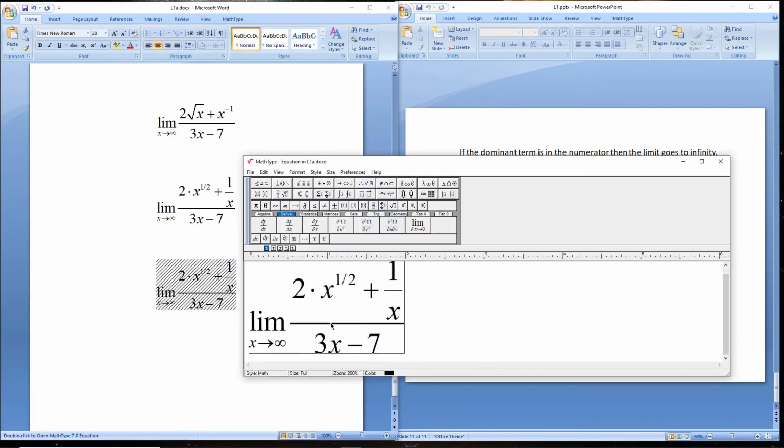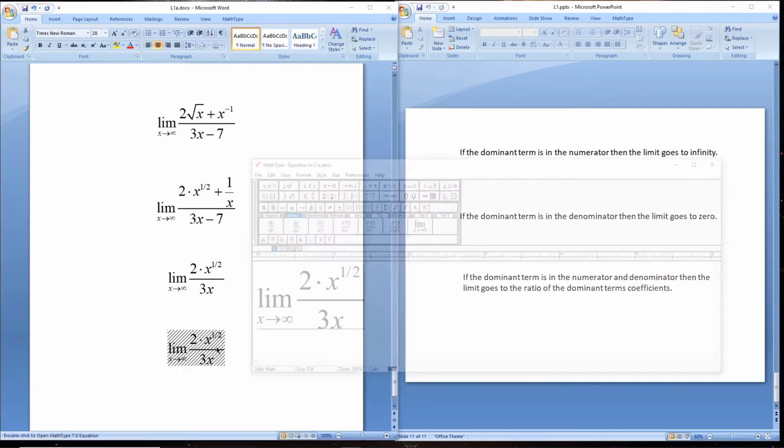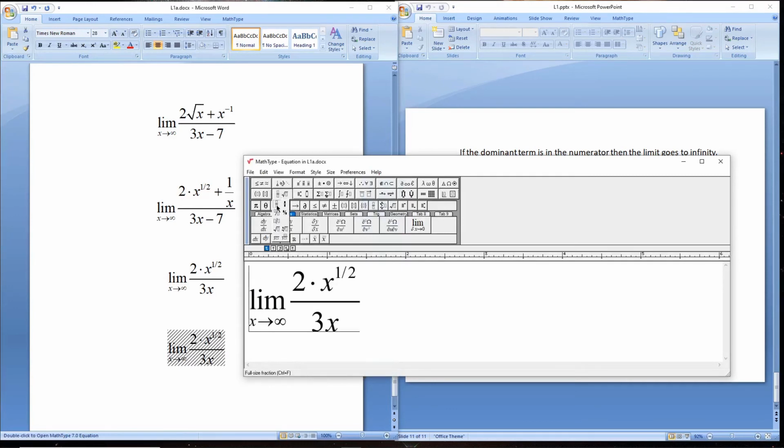So in the numerator, dominant terms here, 3x will crush -7 as x goes to infinity. Now as x goes to infinity, what happens to 1 over x? Do you remember from the start of the lecture? As x goes to infinity, 1 over x goes to 0. And that will certainly be crushed by square root of x. So there's our dominant terms. These constants, we can pull outside the limit.